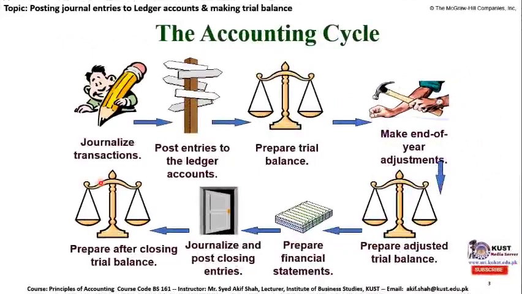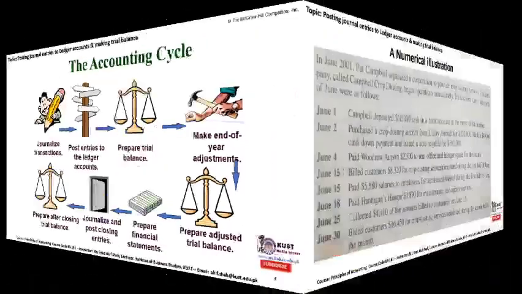This is basically the complete snapshot of the accounting cycle. We'll start with journalizing the transactions, and then we'll post them into the relevant ledger accounts. And the third step, which will be completed in this lecture shortly, is the trial balance. So basically today's lecture will address the first three steps with the help of a numerical example.